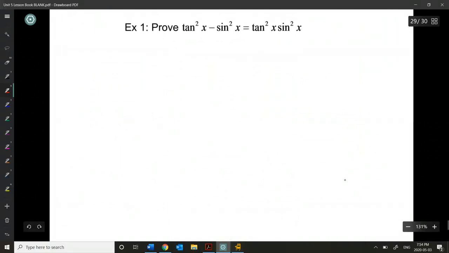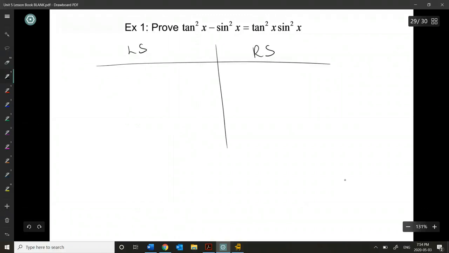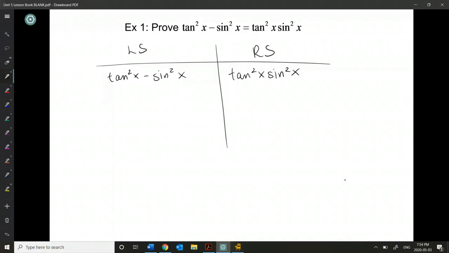All right, let's take a look at a few more examples. So setup is all up to you here. Just make sure that you're separating out between left side and right side. We'll copy out each side here. And I want you to think about how you might start this one.